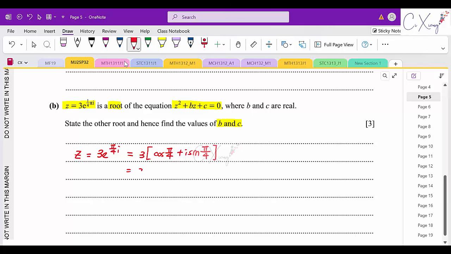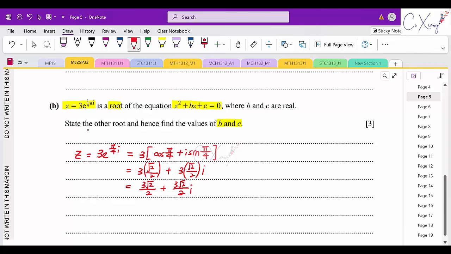Then what's the value of cos θ and sin θ? Cos θ is square root 2 over 2. Then sin θ is also the same, so 3 times root 2 over 2, then i. From here, you can see that one of your roots is actually 3 root 2 over 2 plus 3 root 2 over 2 i. This is the first root given in the question. But I just try to show it in the exponential form and also the Cartesian form.